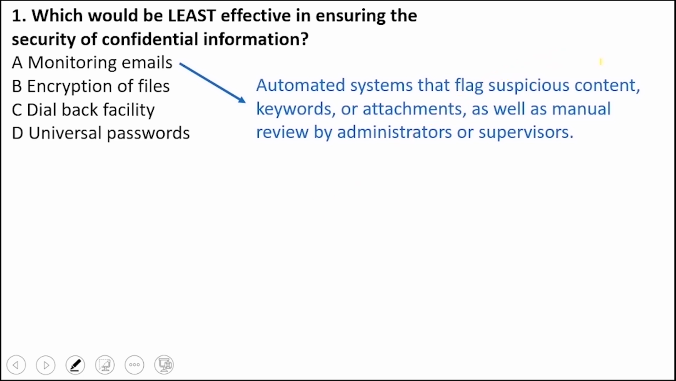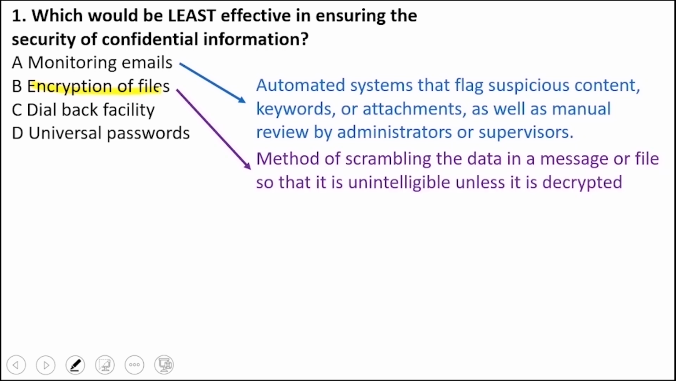The next option is encryption of files. What do you mean by encryption? It's a method of scrambling the data in a message or a file so that it is unintelligible unless it is decrypted. So here again, we are ensuring the security of confidential information because unless you have the decryption key, you will not be able to understand the information. So that again is effective.